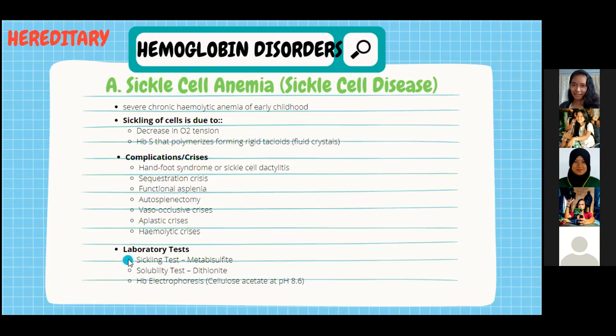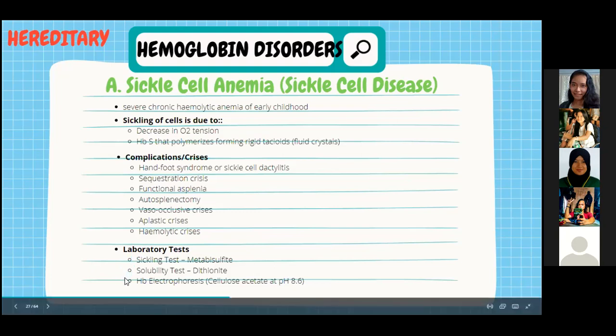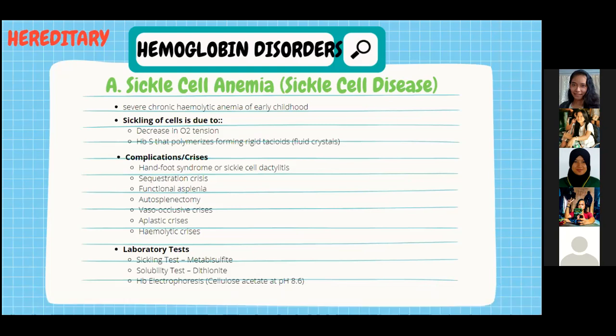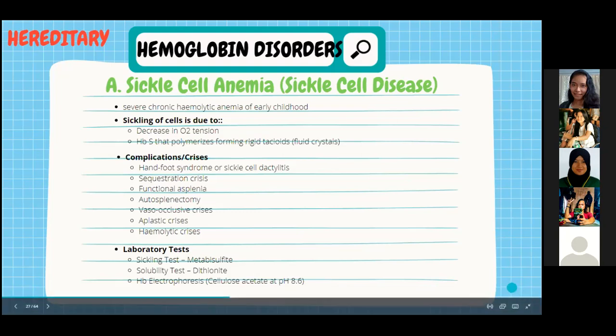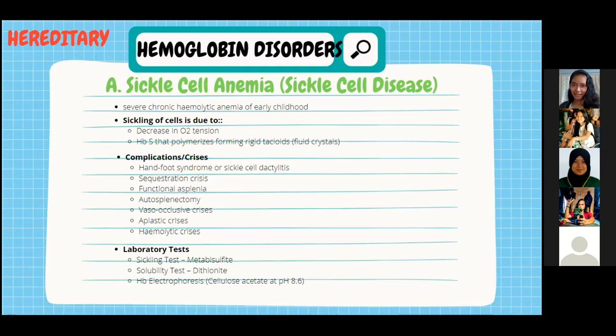We have the sickling test, the solubility test, which uses dithionite, and the hemoglobin electrophoresis, which is cellulose acetate at a pH of 8.6. So when we say 8.6, it is alkaline. And also the hemoglobin electrophoresis: it's normal, HbA is 50 to 65%, and HbS is 35 to 45%. HbF is normal, and HbA2 is normal, or up to 4.5%.